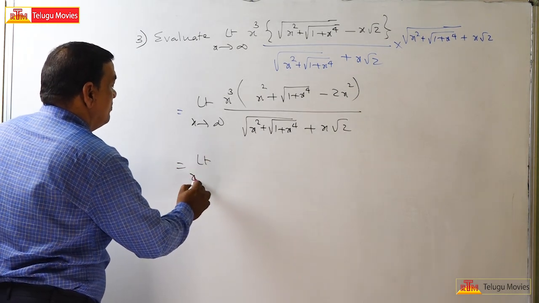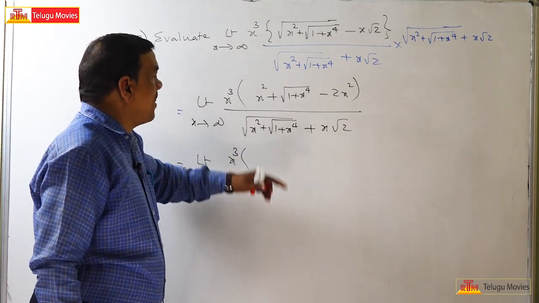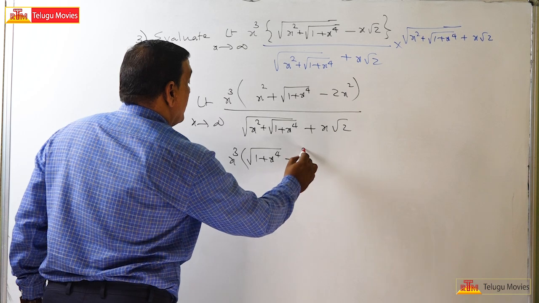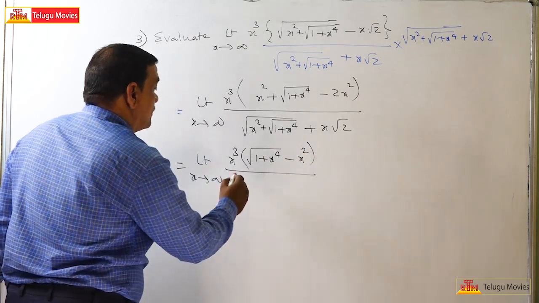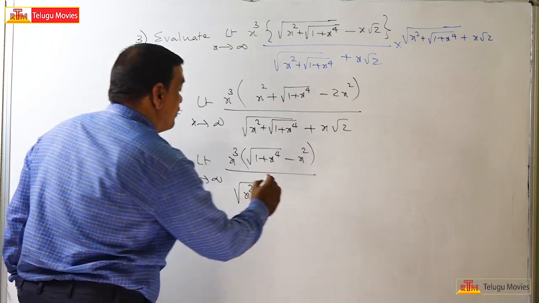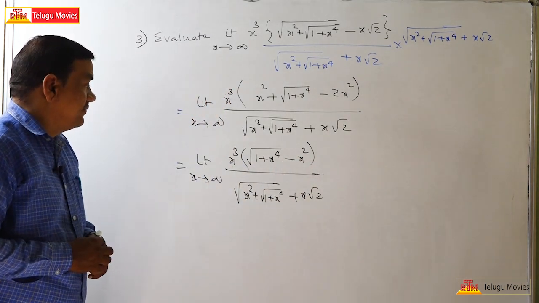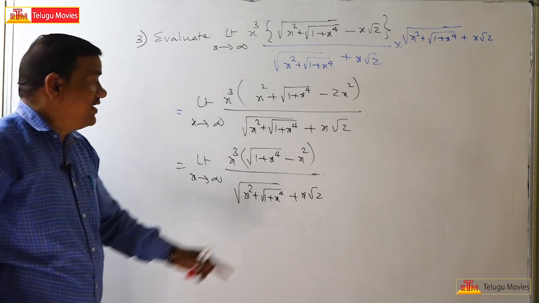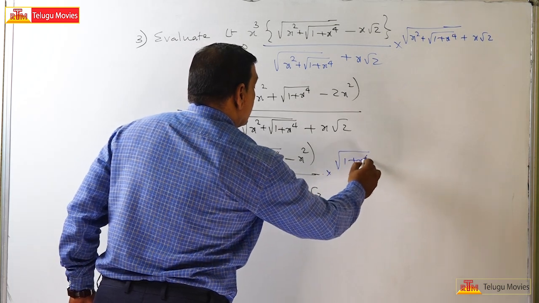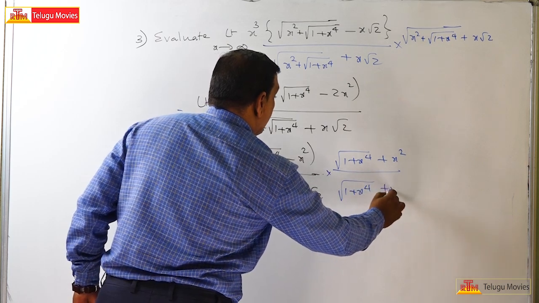So this is the limit x tends to infinity x cube into, here what you will get is root of 1 plus x to the power of 4 minus x square, upon root of (x square plus root of 1 plus x power 4) plus x root 2. Then what shall we do again? Again, minus is there, so take a plus here: multiply by root of 1 plus x power 4 plus x square over root of 1 plus x power 4 plus x square.